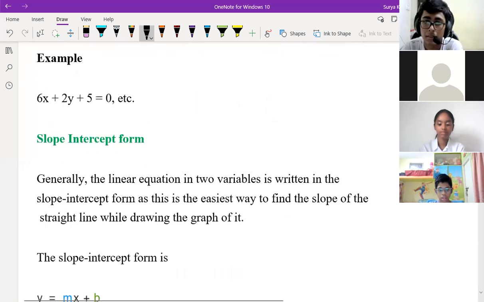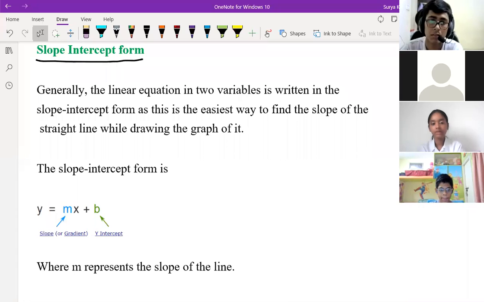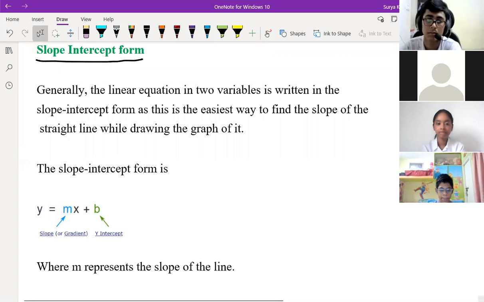Fine, all right. Slope intercept form. This one, don't read. For you it's not there. Slope intercept form is not there for you.